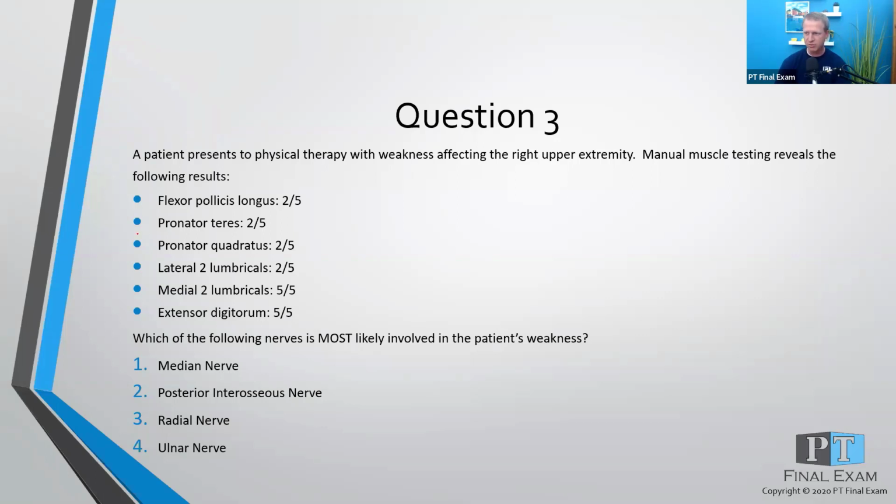So most of you got this one right, which is fabulous. Patient presents to physical therapy with the following weaknesses in the right upper extremity. You've got flexor pollicis longus, 2 out of 5. Pronator teres, 2 out of 5. Pronator quadratus, 2 out of 5. So we've got the pronators and flexor pollicis longus, as well as the lateral 2 lumbricals. Remember, in anatomical position, the lateral 2 lumbricals are towards the radial side or the thumb side, whereas the medial 2 lumbricals are 5 out of 5, and extensor digitorum is also 5 out of 5.